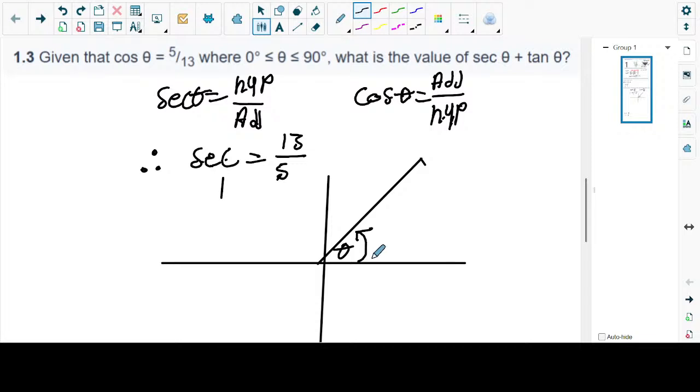The diagram is drawn. It's not drawn to scale. Okay, so now we have the perpendicular. Remember that? The perpendicular is where the x-axis and the y-axis meet. Still fine.